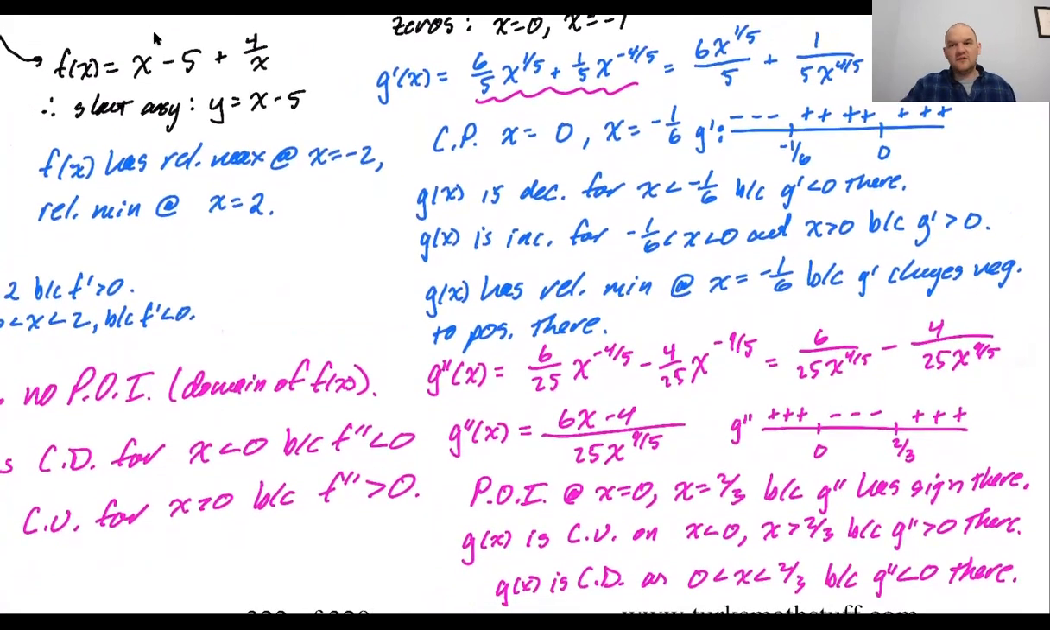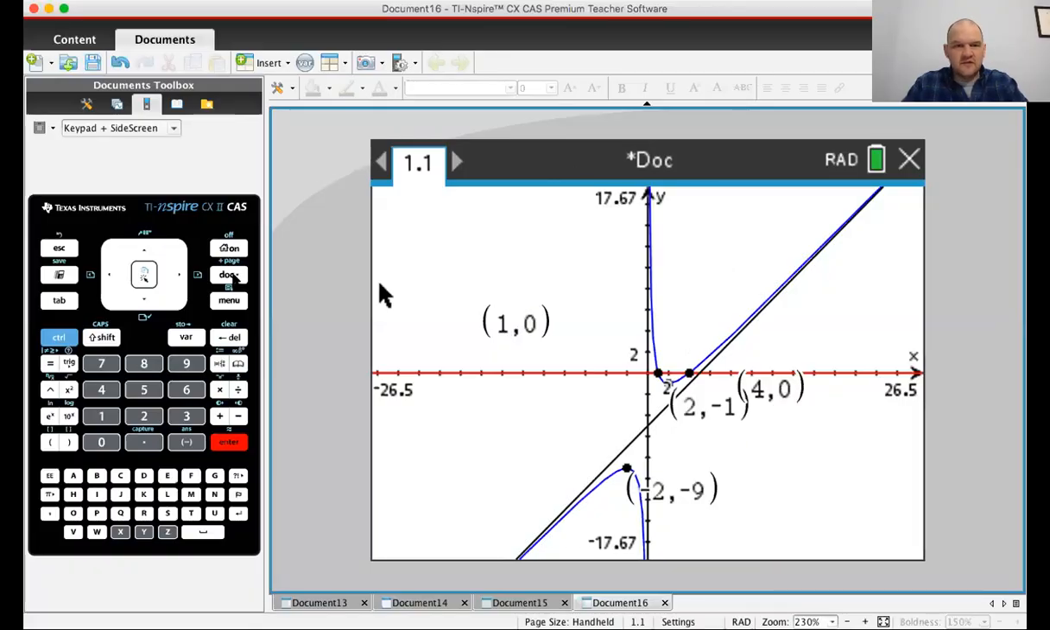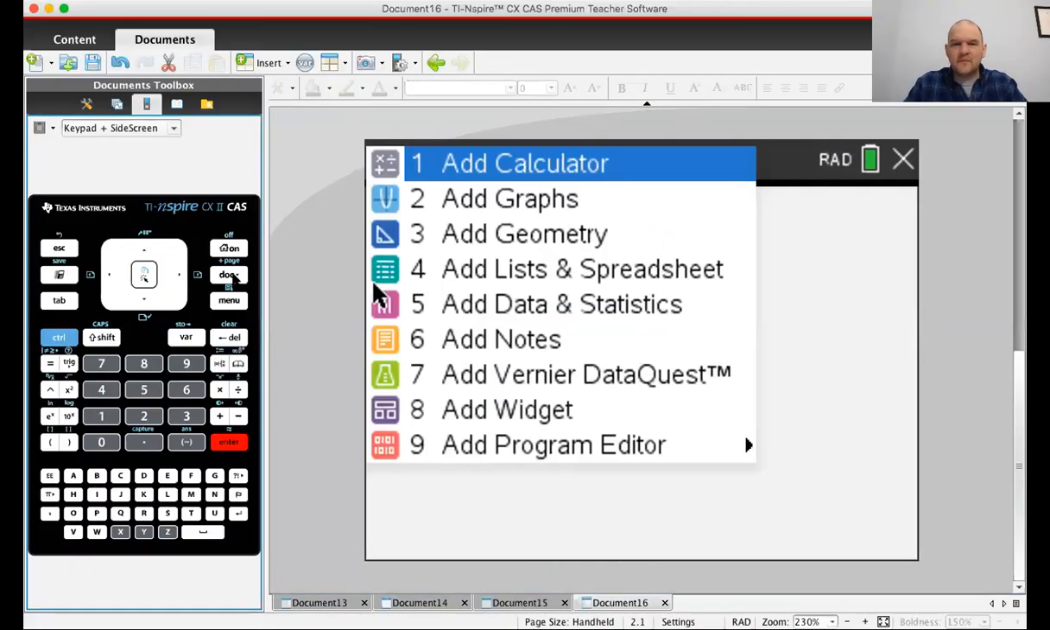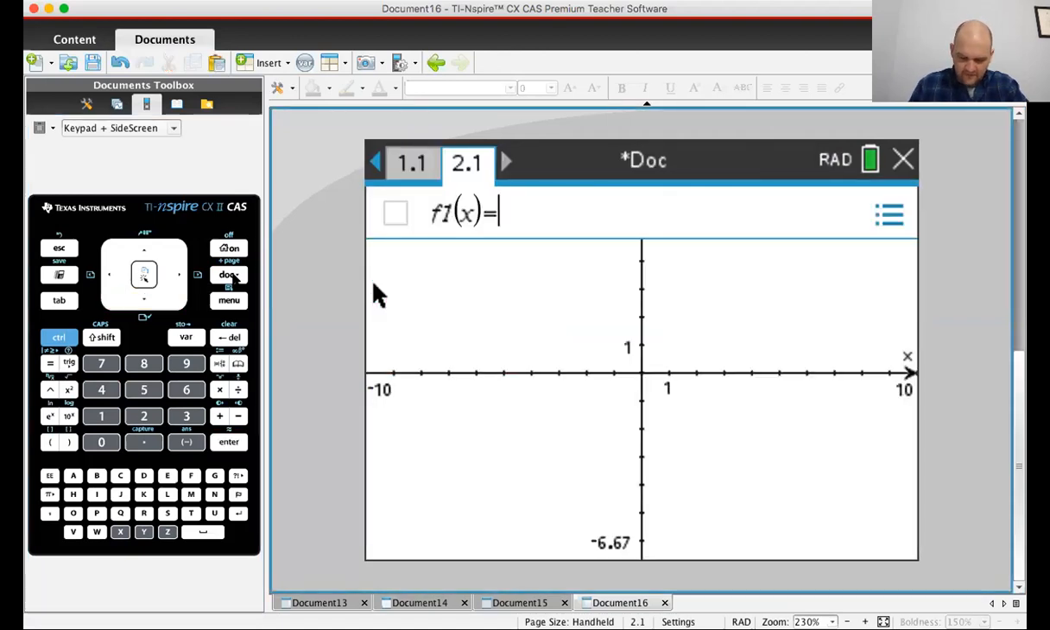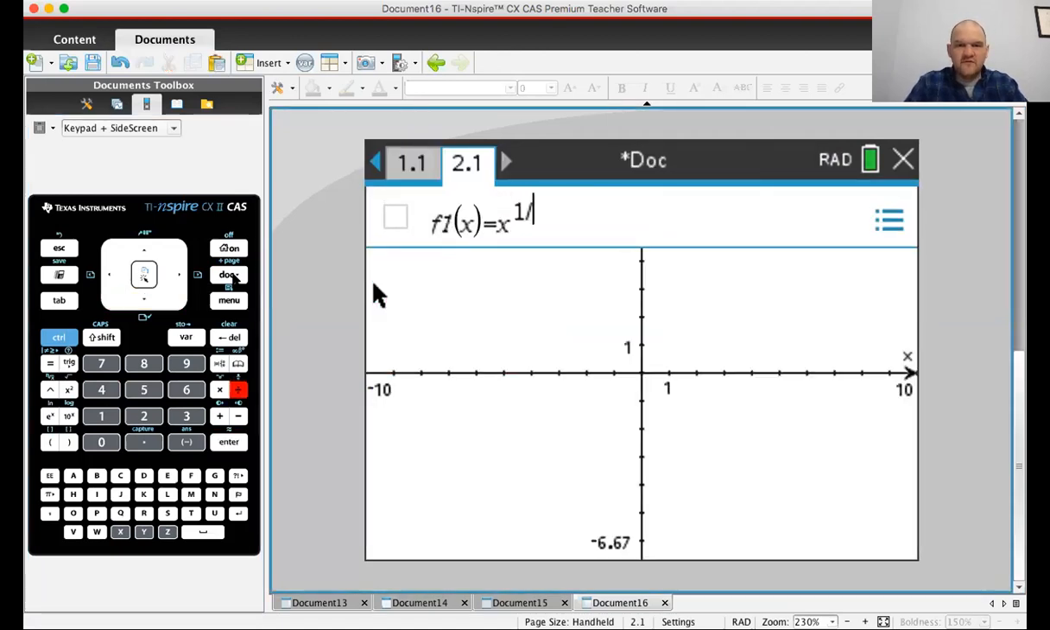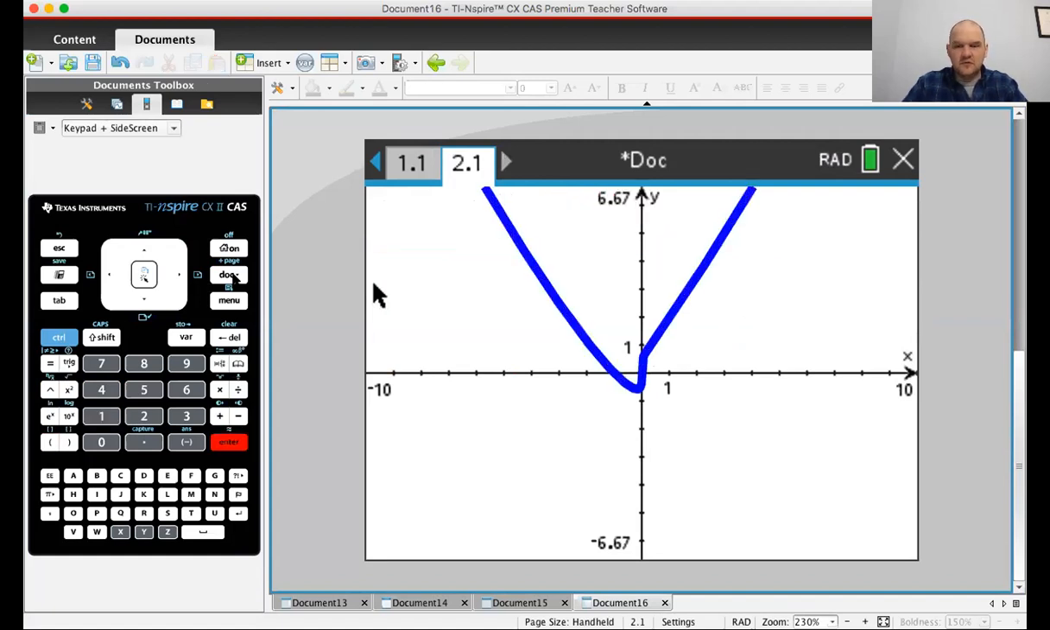So these are all of our features. Let's go to the calculator and see. This is a crazy function. I did not, offhand, just thinking about it, know what this thing would end up looking like. So new problem and a graph, and our function was x to the 1/5 times x plus 1.